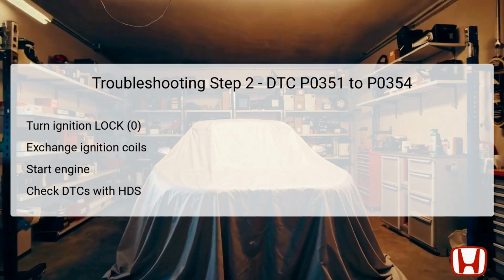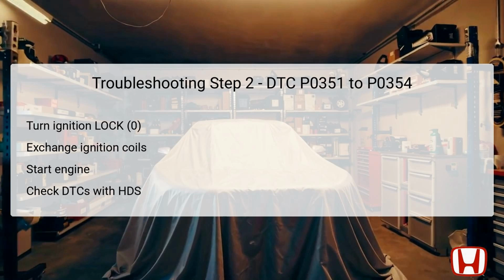In the second troubleshooting step, you need to further isolate the issue by testing the ignition coils directly. First, turn the ignition switch to the lock 0 position to ensure all electrical power is cut off for safety. Once powered down, carefully exchange the ignition coil from the cylinder that is exhibiting a malfunction with one from a different cylinder. After swapping the coils, restart the engine.